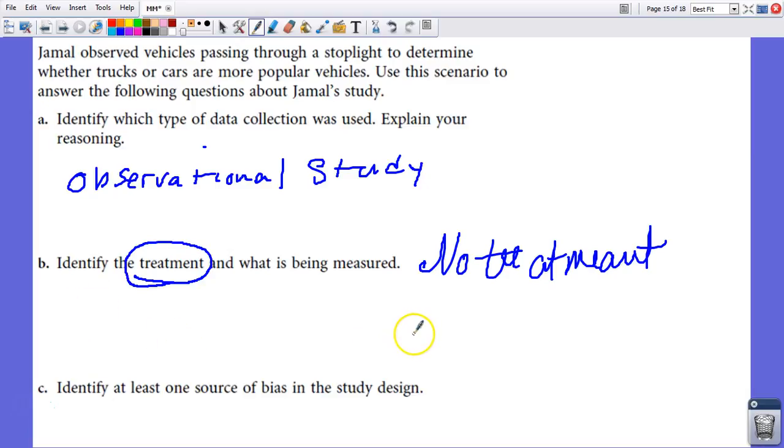Identify at least one source of bias in the study design. You guys were great. You came up with a bunch. One was, where is the stoplight? Is it in a poorer part or a richer part of town? What time of the day was it? Were there a lot of vehicles going through, or not many? Maybe in the middle of the day you get a lot more trucks because they're delivering things. You guys had a lot of great ideas. This unit was really easy for you, so I don't see any problems on the test, but you might want to go back and read through your notes about the different types of studies, okay?